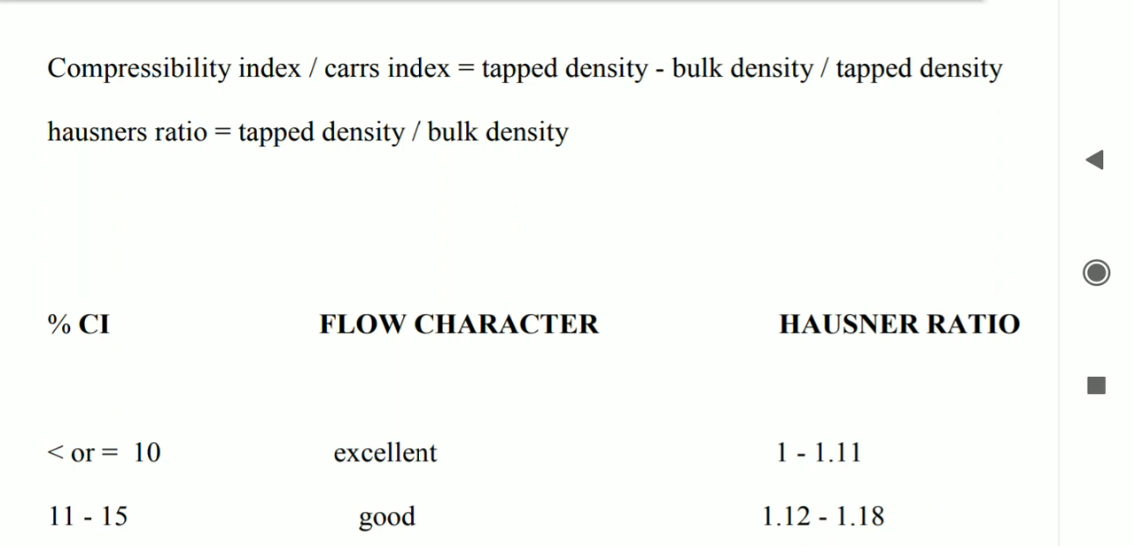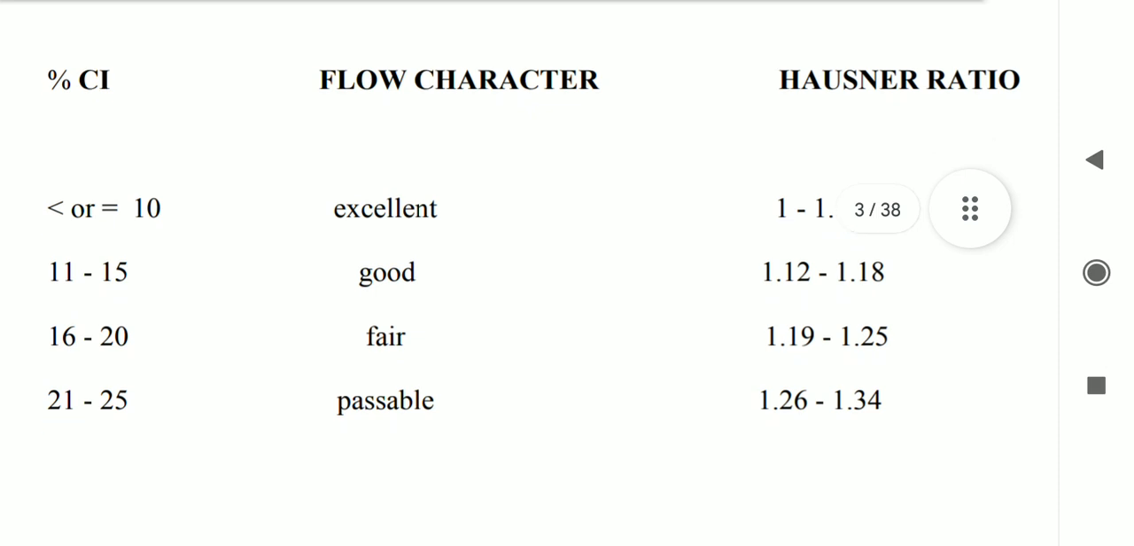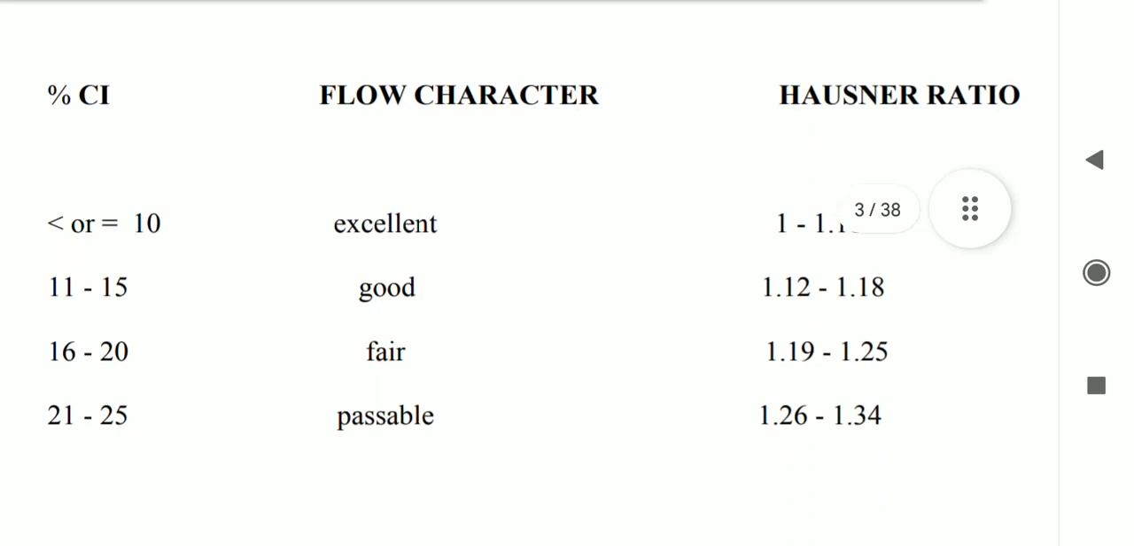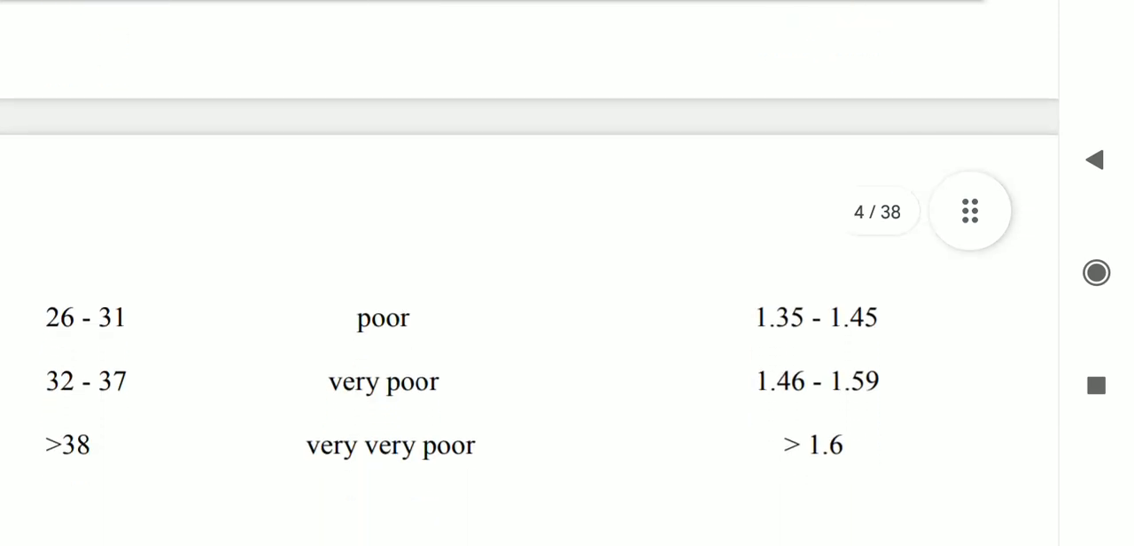So in both cases, Carr's index and Hausner ratio, if the value increases, the flow character is getting down. Here you can see the values of Carr's index and Hausner ratio measuring the flow character. We need to remember the values first. Less than 10 means excellent, then 11 to 15, then 16 to 20, 21 to 25, each with a difference of 5. The next one is 26 to 31.